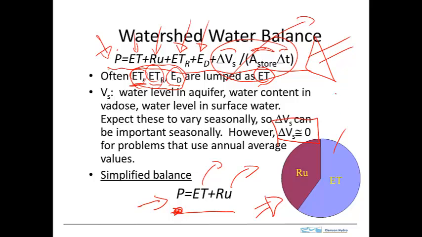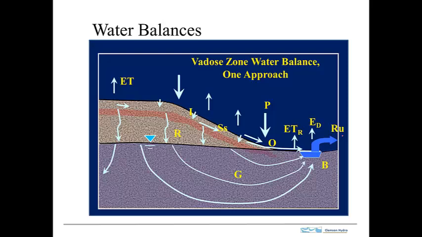So let's just say 60% to make it easy to remember. So 60%, 0.6 of precipitation is the ET, and the runoff is about 0.4 of the precipitation. So there's the pie, there's the distribution of those fluxes. Okay, so that was the water balance over the whole watershed.